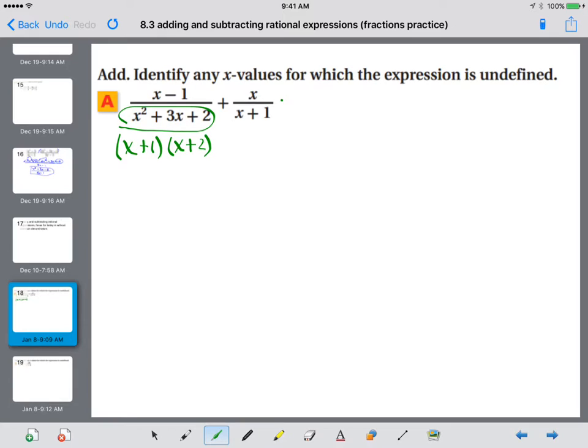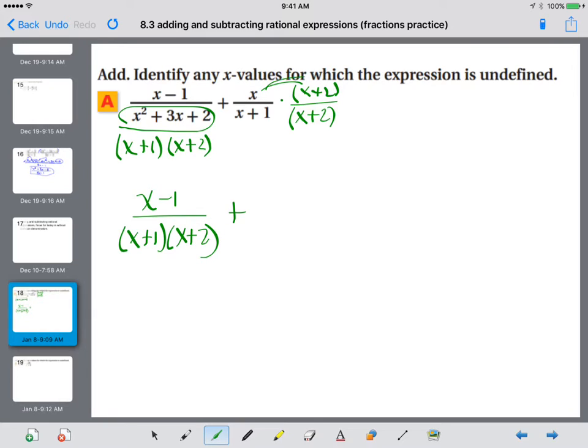So what we're going to do is multiply the top and the bottom by x plus 2. In which we have (x minus 1) over (x plus 1)(x plus 2), plus, I'm going to distribute here, and I'm going to be left with (x squared plus 2x) all over (x plus 1)(x plus 2). Now I have my common denominator like we had yesterday.